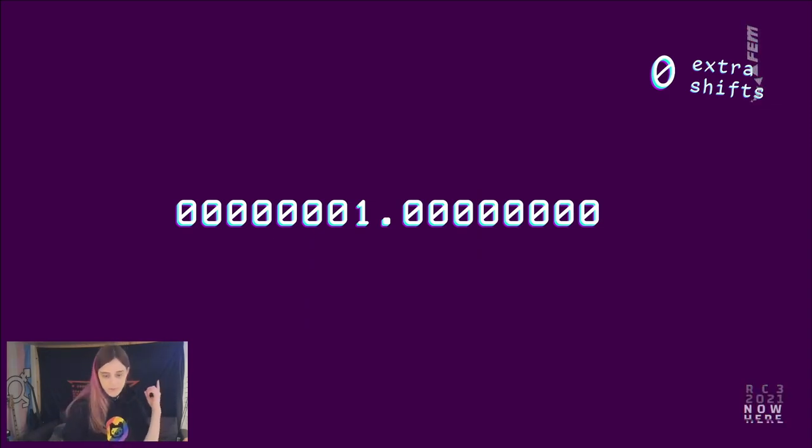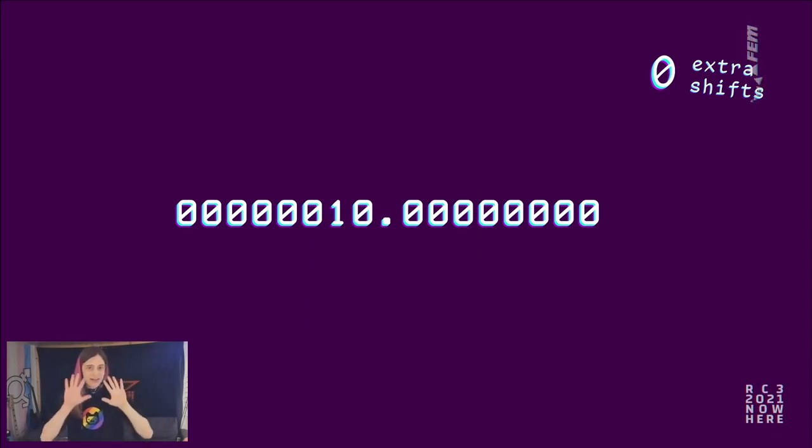I've entered 1. I'm now going to shift it. And this looks like a 10, right? This looks like this many fingers. But it isn't, because the shift factor is 2. And 1 times 2 is just 2. That's a 2. Some of you know this.